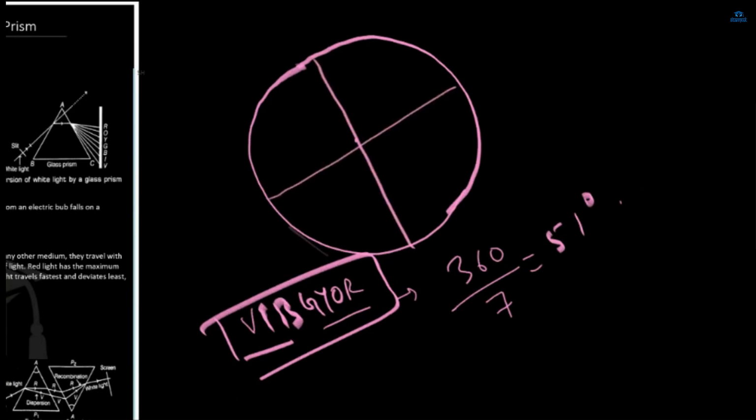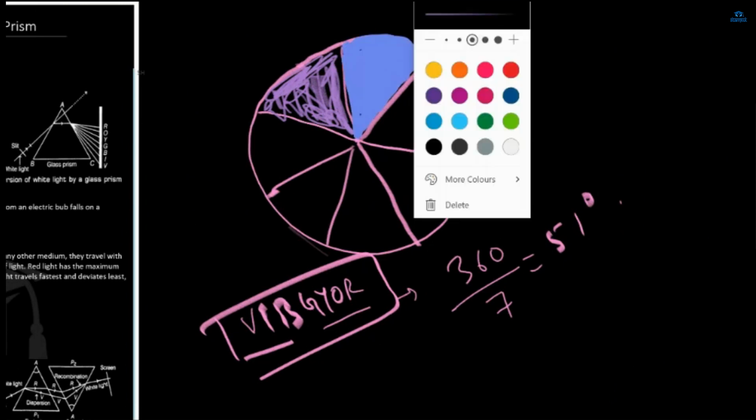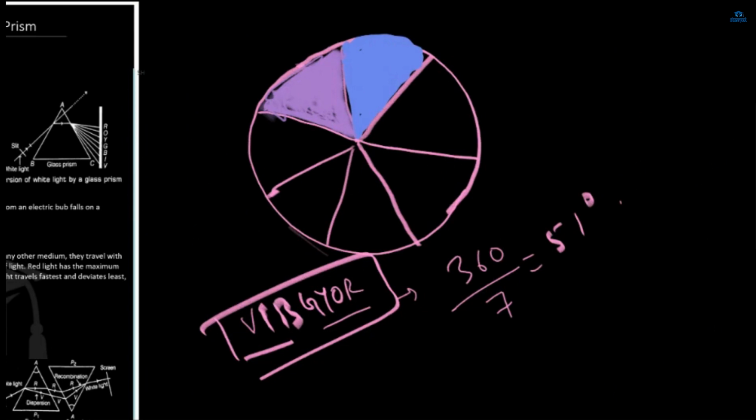1, 2, 3, 4, 5, 6, 7. They are not equal, but okay. Divide it into 7 colors, and then take the violet color. This is the violet color. Color it thoroughly. Okay, indigo, I guess this is our indigo color. Indigo, and then what, blue. Blue, okay.